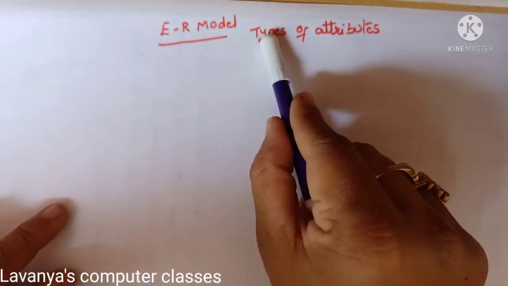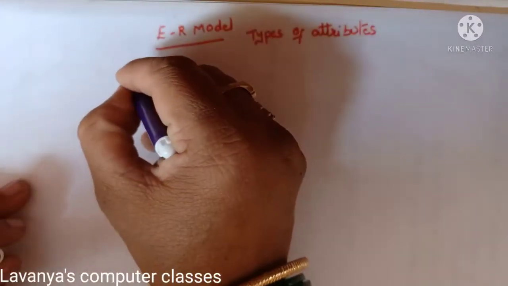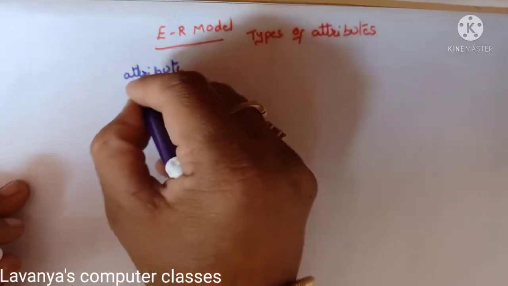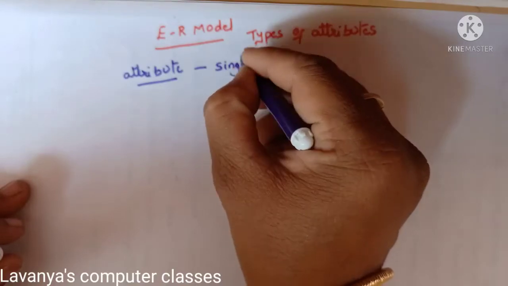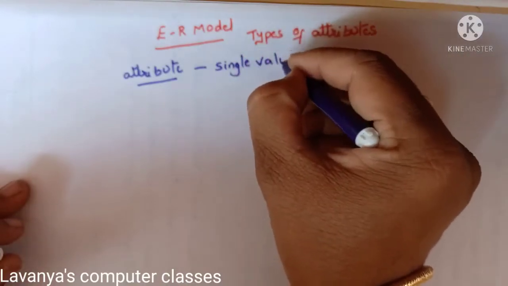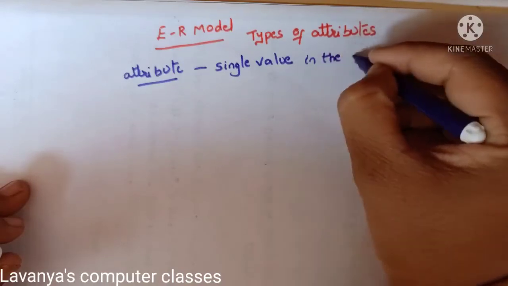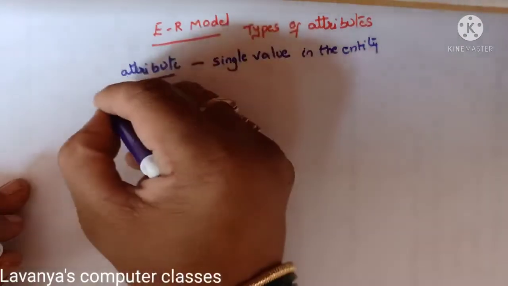In this video I will explain types of attributes. In the ER model we already know what an attribute is. Now I will explain the types of attributes also. What is an attribute? A single, individual value in the entity set or in the entity is known as an attribute.